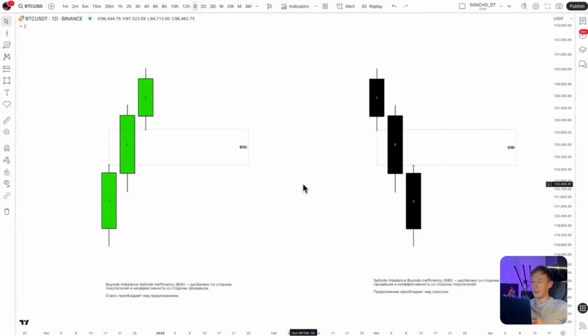Now let's move on to BC and CB. These are still imbalances but of a more refined type. BC is a bullish gap, while CB is a bearish one. So these terms refer to areas where either buyers or sellers dominated.